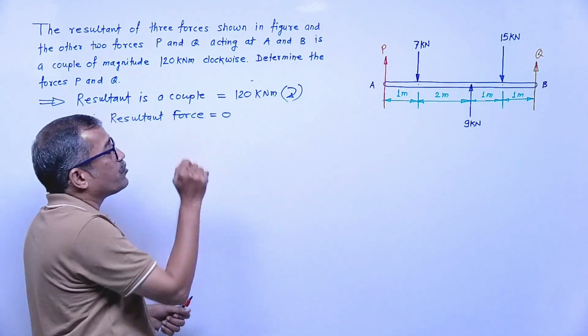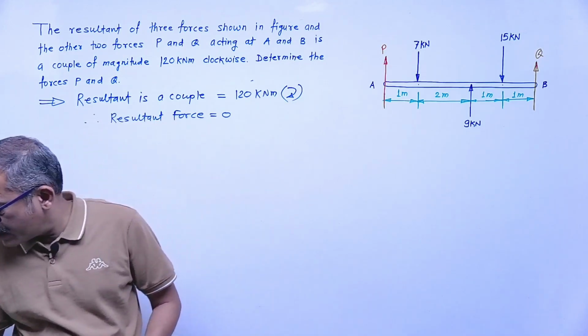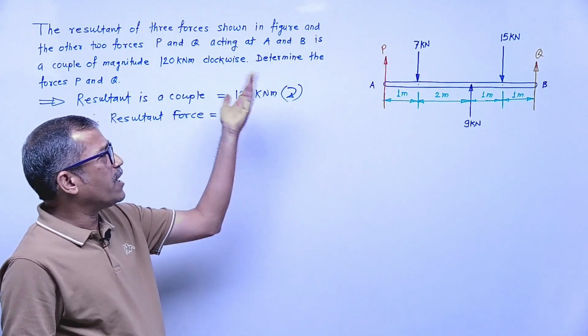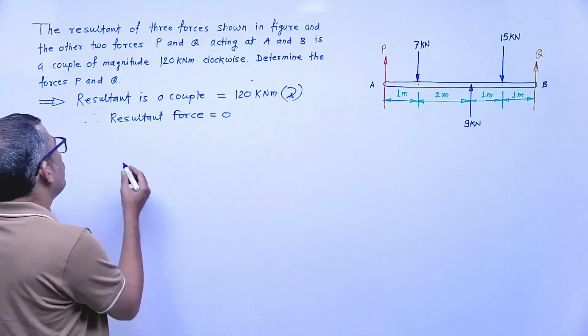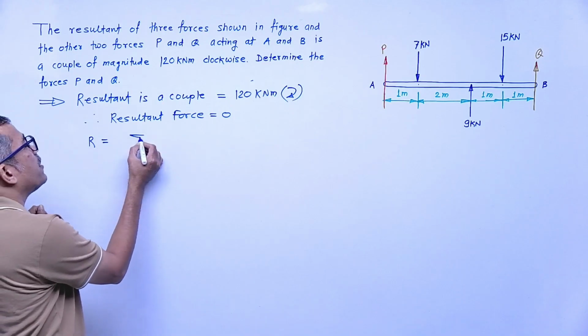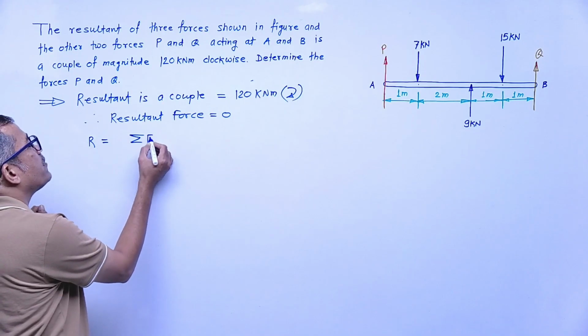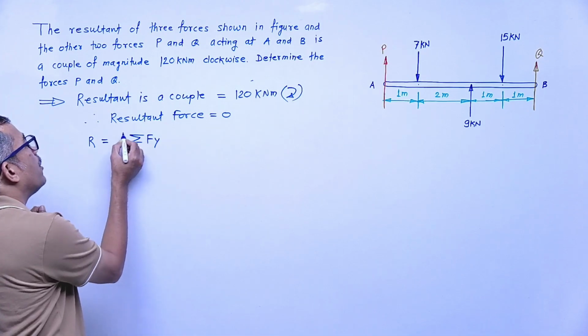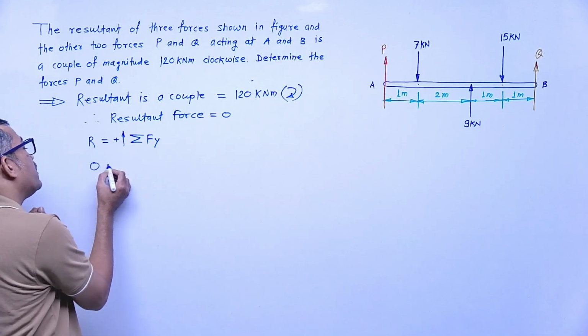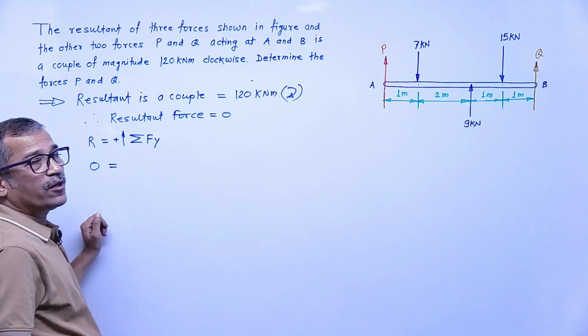Now resultant force is 0. As resultant force is 0, what is the method to find out resultant of parallel force system? Simply we will add forces, all are acting in vertical direction. That means can I use equation R is summation of all forces along y-axis, assuming vertically upward forces positive, and R is 0.